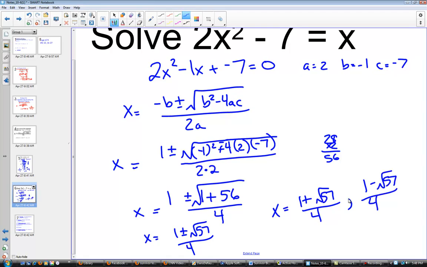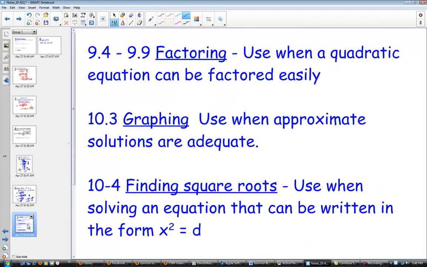But a lot of times in the directions in the textbook, they're going to say round to the nearest hundredth. So if we do that, we're going to get 2.14 approximately, and the other one is going to be negative 1.64 to the hundredths place, yes. Okay? So depending on what the directions say, it depends on what your answers will be.